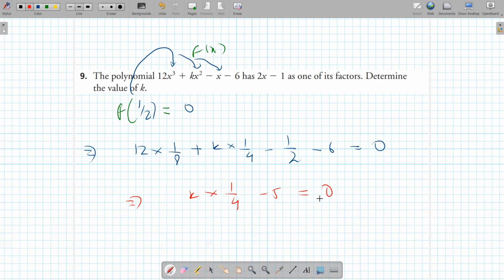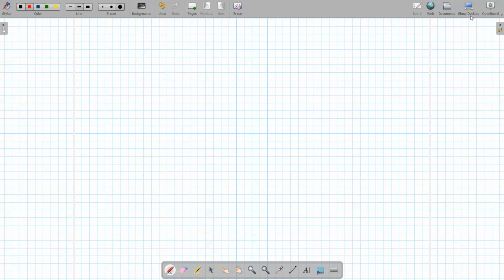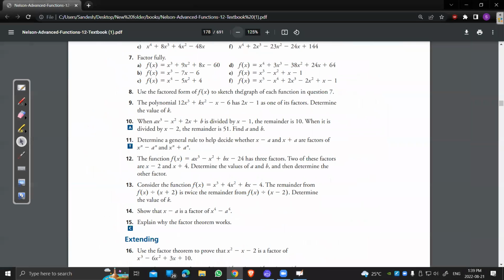What's next? You add 5. Good. Yeah, you do add 5. k times 1 over 4 is just k over 4 equals 5. And then you multiply by 4. Exactly. And you're one and done. Okay. It's a very simple linear equation. So the goal is just to see which terms are like terms, which ones you can add, which ones you can subtract. From there, it's very simple. At this point, linear should be pretty simple.